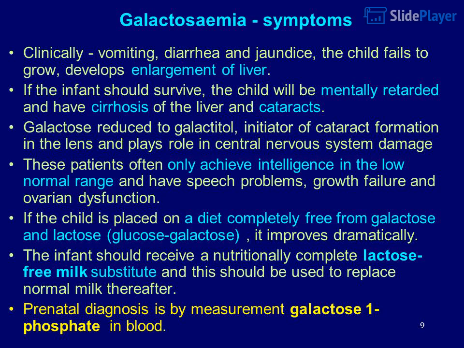If the child is placed on a diet completely free from galactose and lactose, the condition improves dramatically. The infant should receive a nutritionally complete lactose-free milk substitute, and this should be used to replace normal milk thereafter. Prenatal diagnosis is by measurement of galactose 1-phosphate in blood.